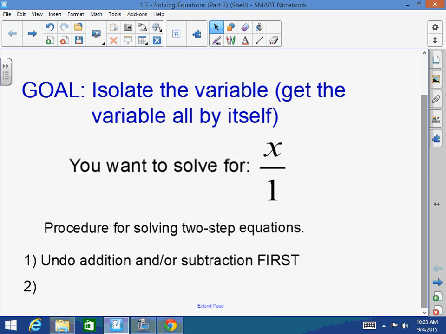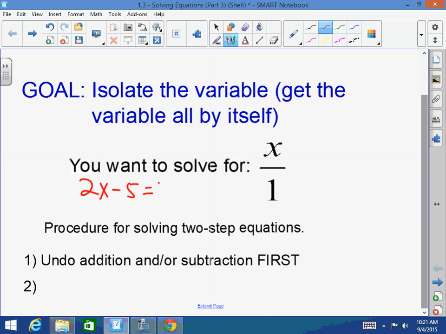All right? So, procedures for solving two-step equations. The first thing you're going to do, gentlemen, is undo any addition and or subtraction first. When we're talking about a two-step equation, we're talking about something like this: 2x minus 5 equals 7, okay? The first question you're going to ask is, is there anything being added to the x? And yes, in this case, there's a negative 5 being added to the x.